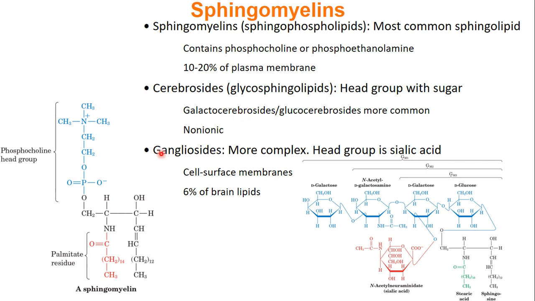And you have your gangliosides. These are very complex. So here are some gangliosides right here. As you can see, there's a lot going on with the different types of sugars. But the head group is usually a sialic acid. These are also part of your cell surface membrane. And 6% of your brain lipids are gangliosides. So they have some function in the brain, but we're really not going to go into that all that much. And that's it for your cell membrane lipids. I will see you in the next video.